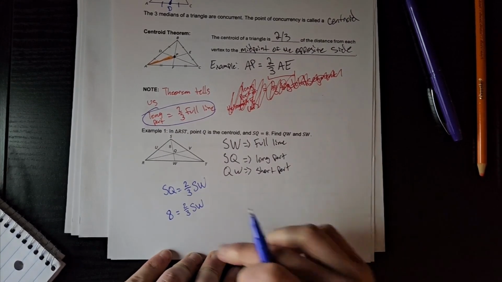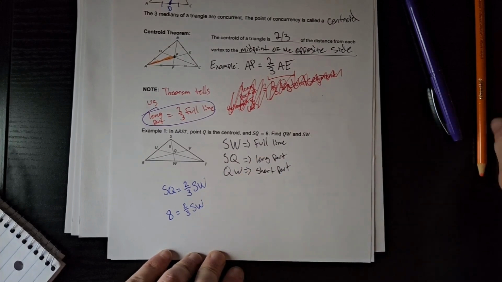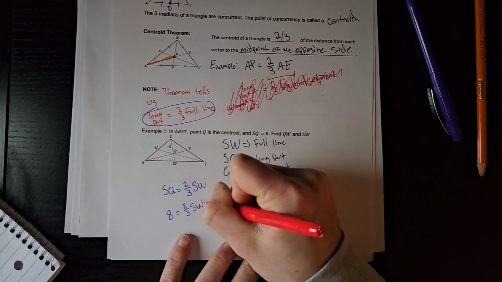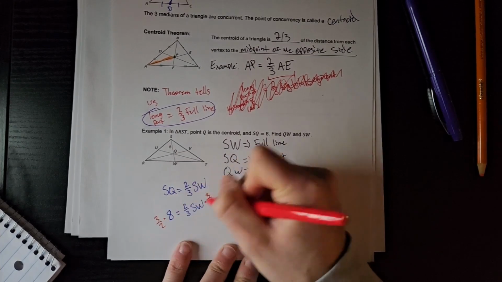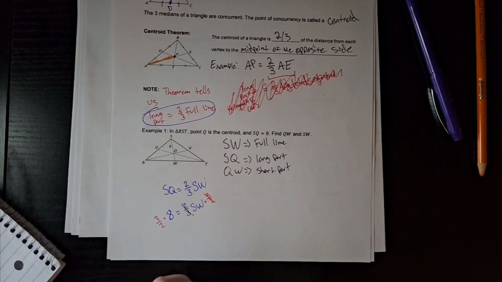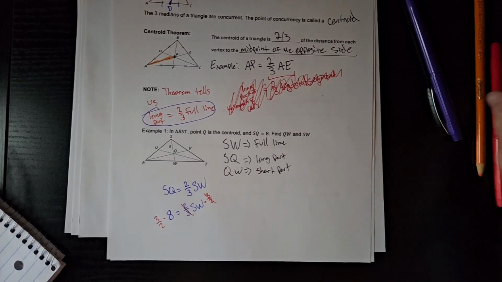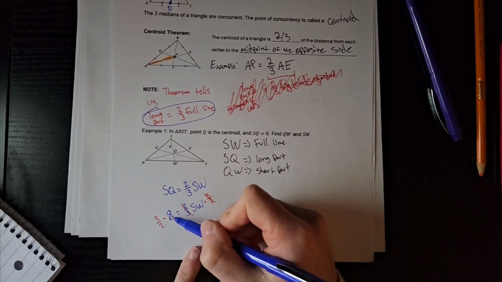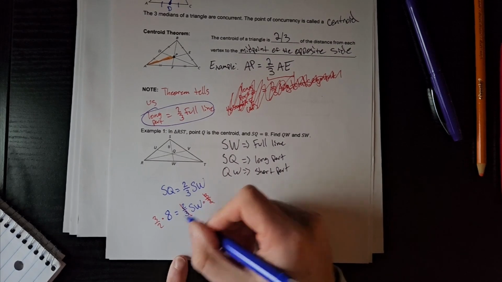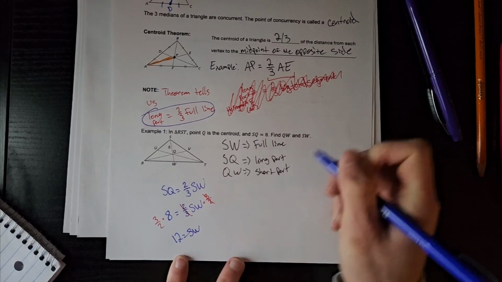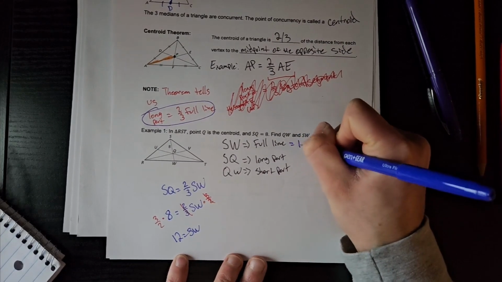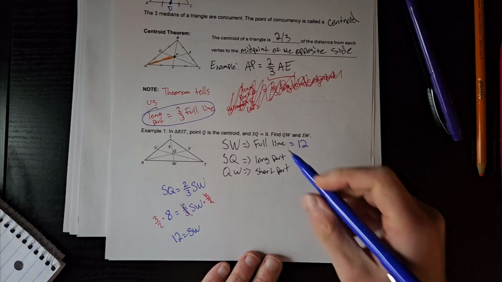But now I can find SW, because I can just multiply by 3/2, because that cancels out that side. Now I can do 3 times 8, which is 24, divided by 2, which is 12, equal to SW. So I'm going to put 12 up here for my answer.